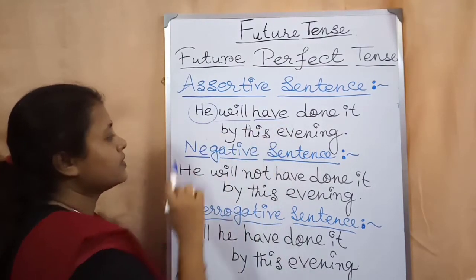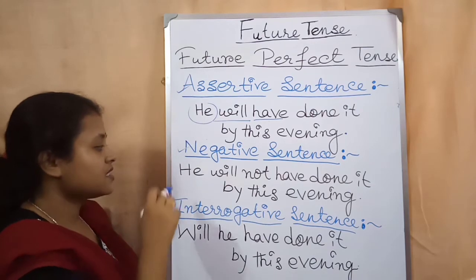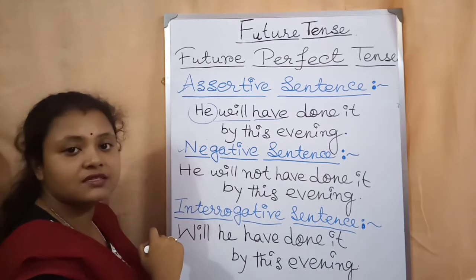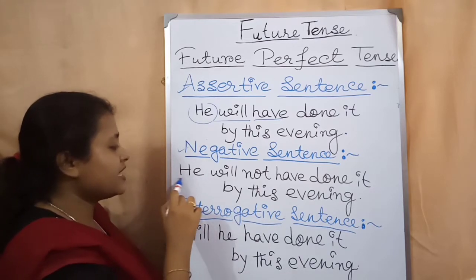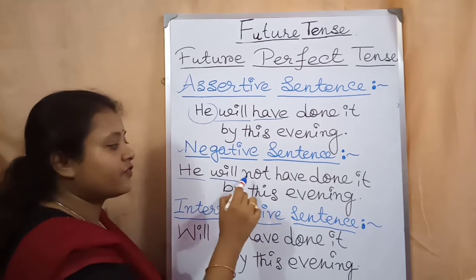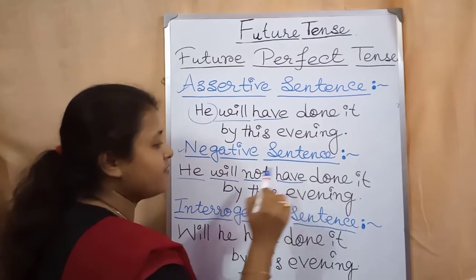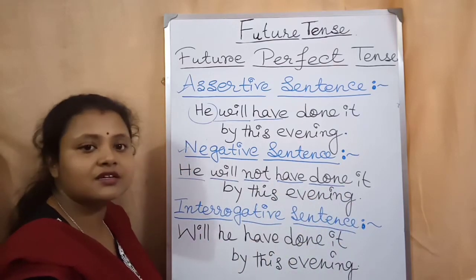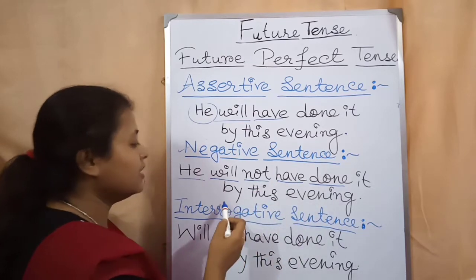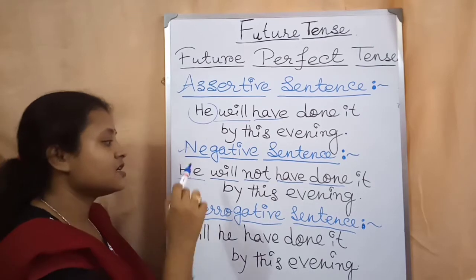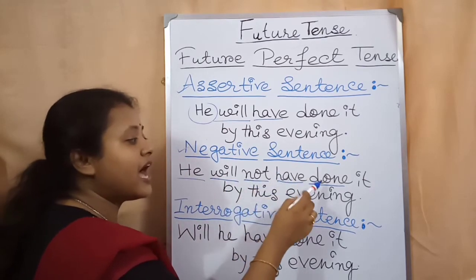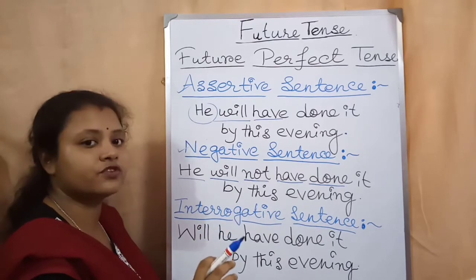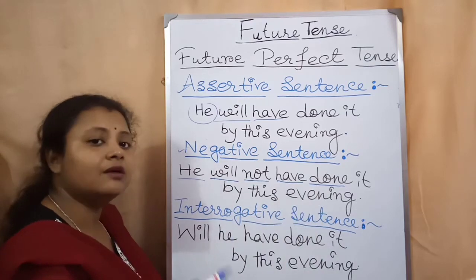Okay, now come to the negative sentence. First look at the example: he will not have done it by this evening. So at first you have to write the subject, then will, after that not, after that have, then the past participle form of the main verb. I have already discussed these things to you. Now the remaining portion of the sentence. Remember students, after have you will not use any other form of the main verb. You only have to write the past participle form of the main verb.